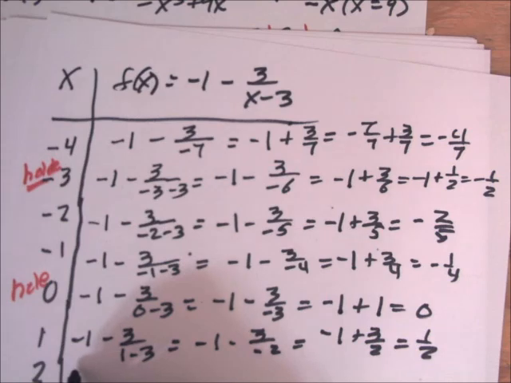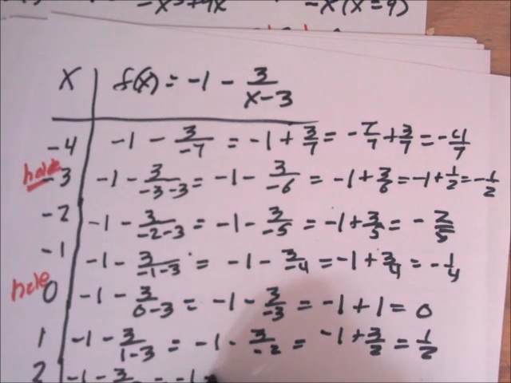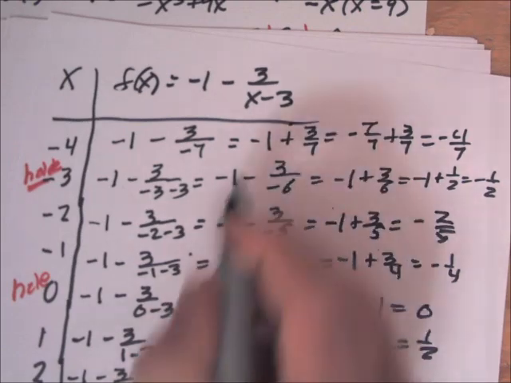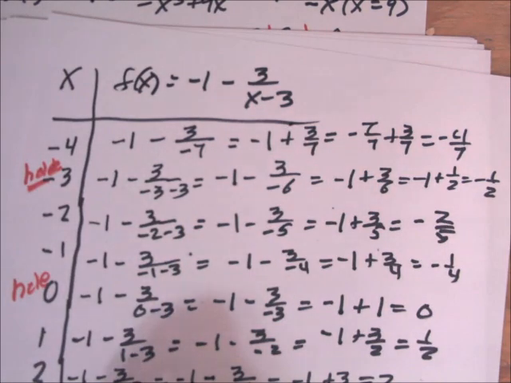And if x is 2, negative 1 minus 3 over 2 minus 3. Negative 1 minus 3 over negative 1. Negative 1 plus 3 is 2. If x is 3, that's going to be our asymptote. It's going to be undefined there. Put in 3, you get denominator 0.